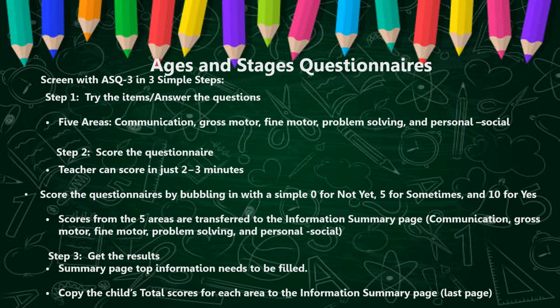Step 2. Score the questionnaire. Teacher can score in just 2 to 3 minutes. Score the questionnaires by bubbling in with a simple 0 for not yet, 5 for sometimes, and 10 for yes. Scores from the 5 areas are transferred to the information summary page: communication, gross motor, fine motor, problem solving, and personal social.